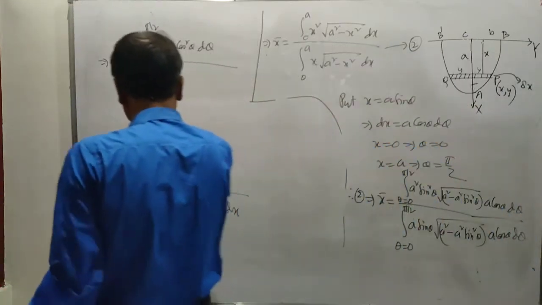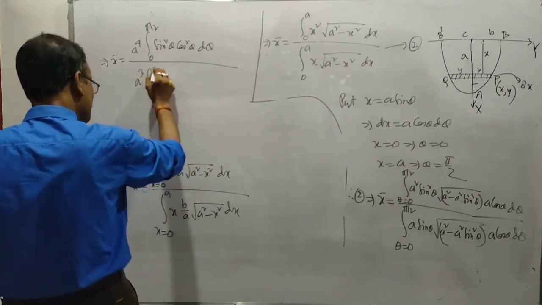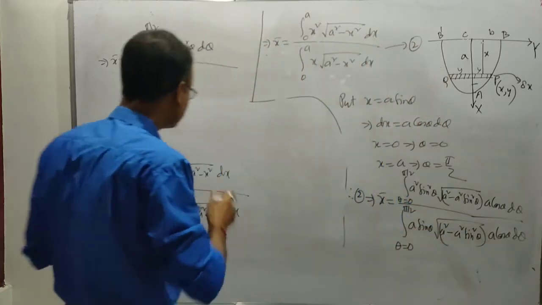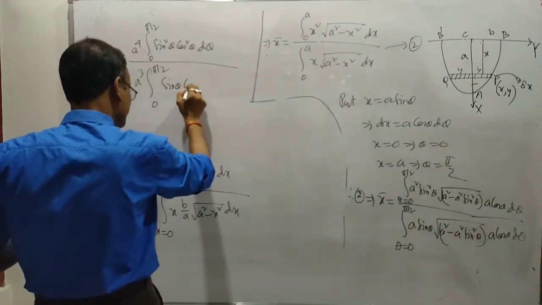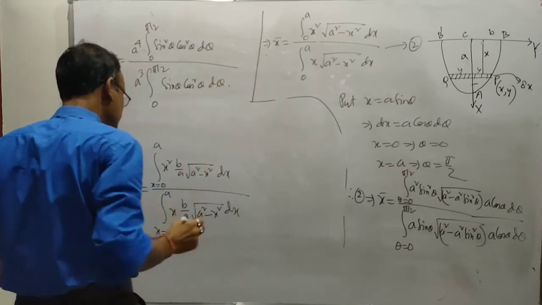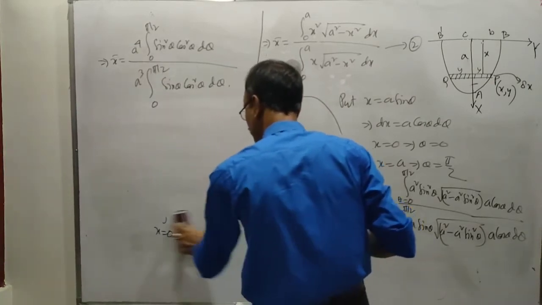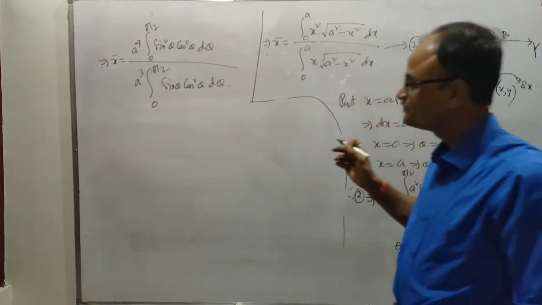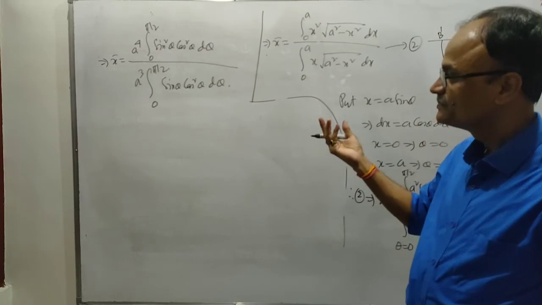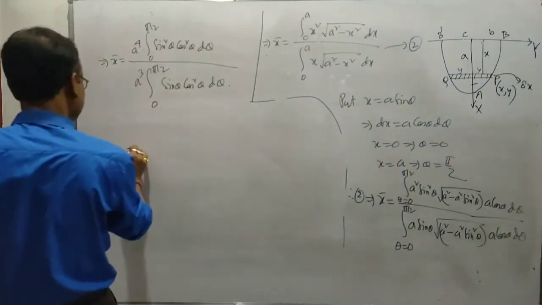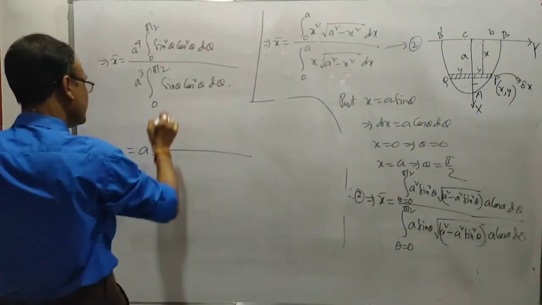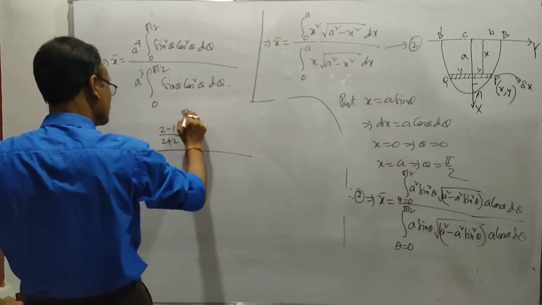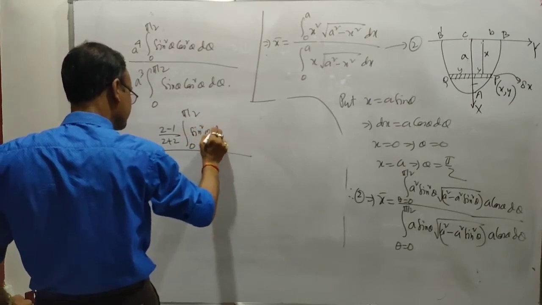A cube, 0 to pi by 2, sin theta cos theta cos theta, sin theta cos square theta. This one is a very easy integration. This is equal to a. It is nothing but 2 minus 1 divided by 2, 0 to pi by 2 sin square theta d theta.